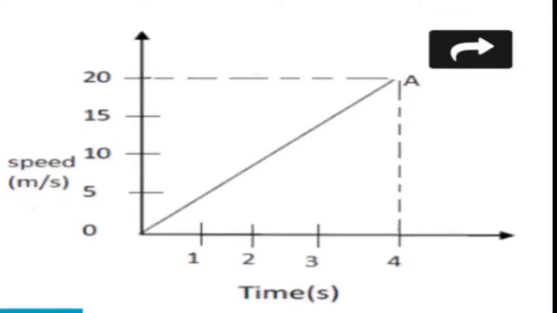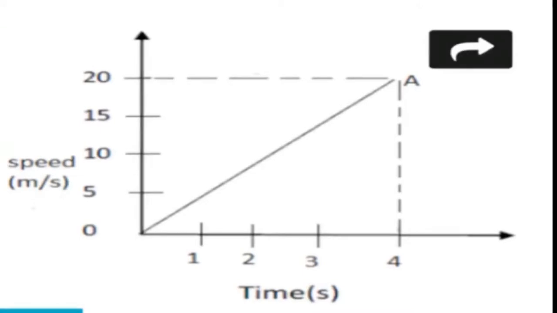This is the graph of the object moving with uniformly changing speed. In this graph, you can see, students, that after 1 second, the object has changed its speed to 5 meter per second. After 2 seconds, the object's speed will become 10 meter per second, and after 3 seconds, the speed also becomes 15 meter per second. So with every 1 second, the speed is changing by 5 meter per second.